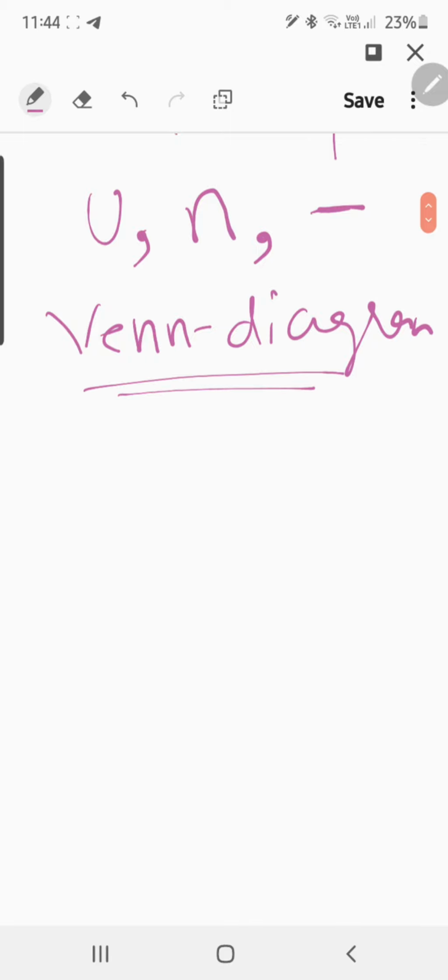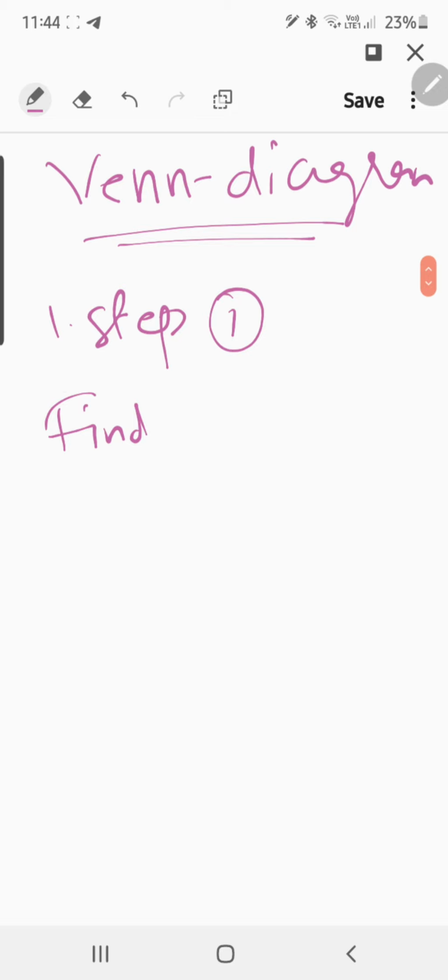In the last video, that is in video number 4, we talked about Boolean operations, that is union, intersection, and minus. In that same video, we talked about how to draw the Venn diagrams. Let us recall it quickly.